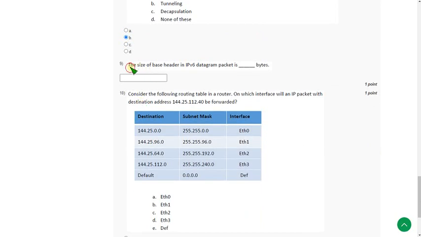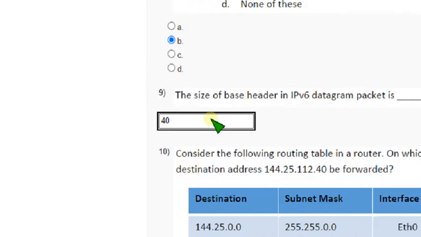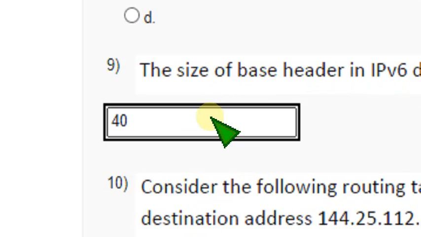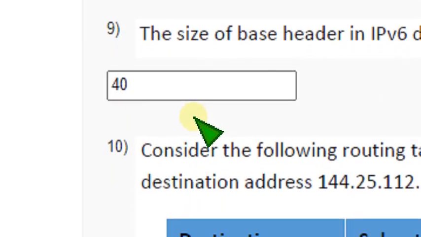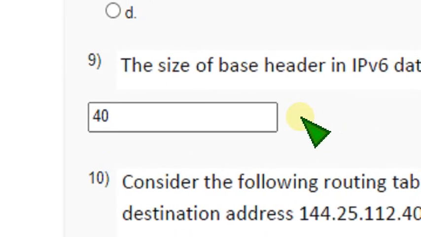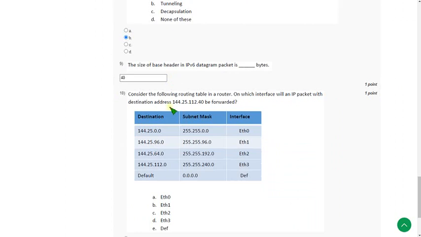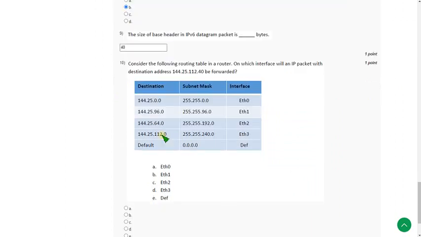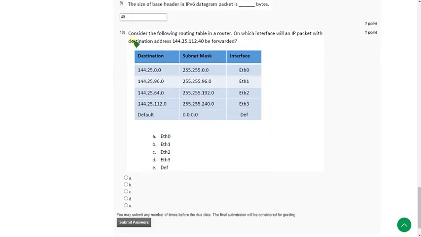And ninth question. The size of base header in IPv6 datagram packet is dash bytes. They are asking in terms of bytes. So the answer is 40. I will zoom this for you. You can see that it is 40. I'm zooming back again. Hope you have noted it. So it is 40.